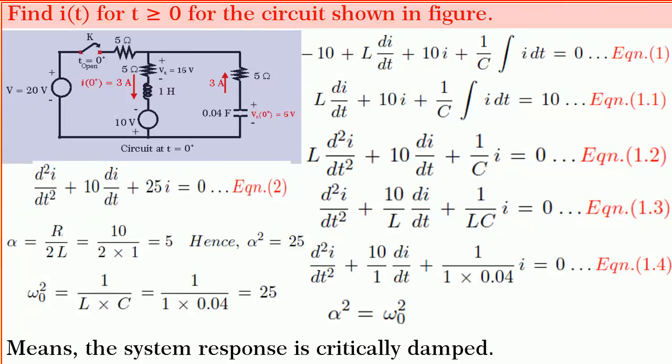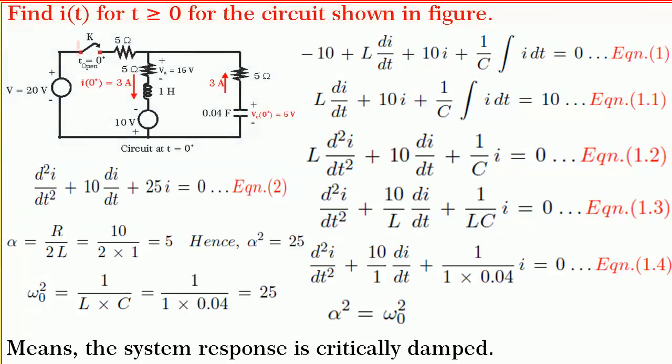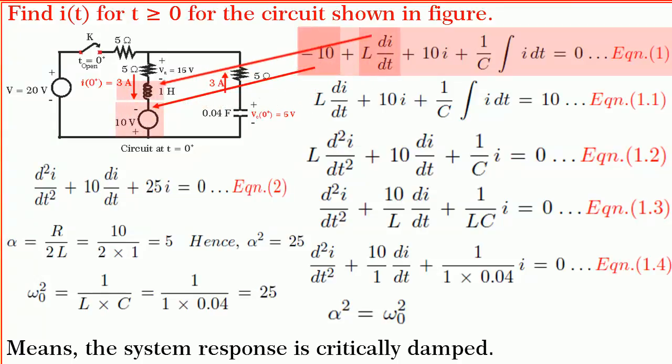Now, to find i(t) for t greater than or equal to 0, consider the circuit at t equal to 0 plus as shown in the figure. K is open. No current will flow through this 5 ohm resistance, but the initial current in the inductance at t equal to 0 plus will circulate in the loop shown. Hence, by writing the Kirchhoff's voltage equation for the loop, we get minus 10 plus L di/dt plus 5i plus 5i, that is 10i, plus 1/C integral of i dt equal to 0.